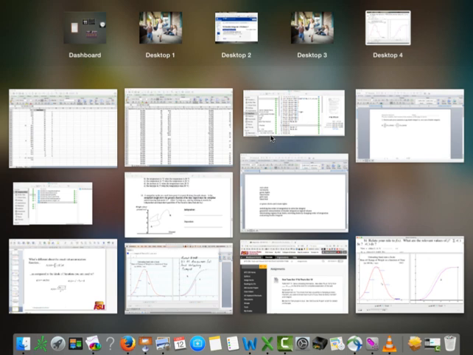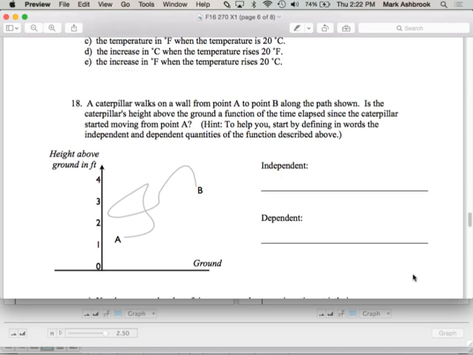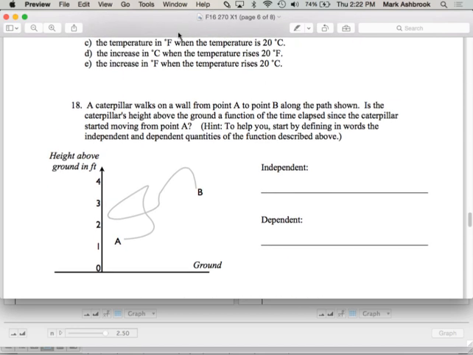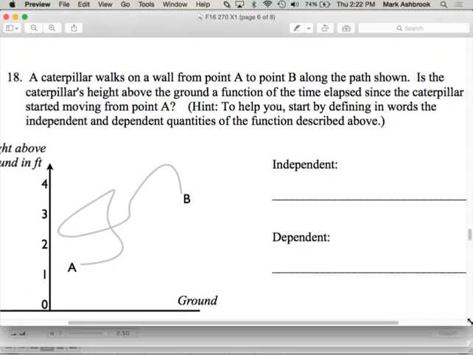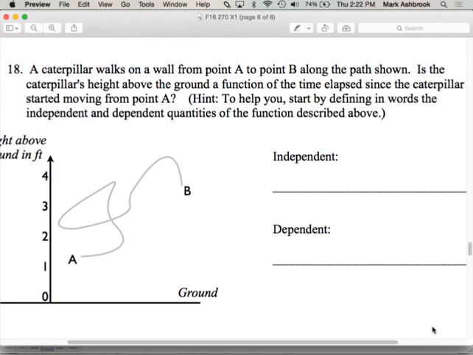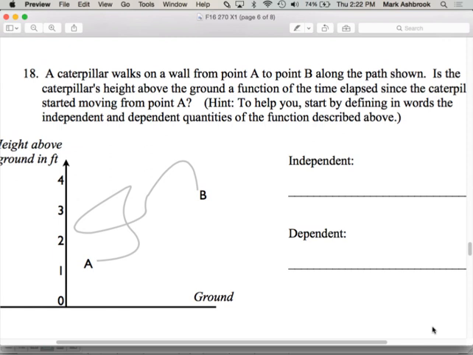To introduce that, I want to show you this question here. So we're going to take a slight break from the calculus stuff and talk about something new. A caterpillar walks on a wall from point A to point B along the path shown. Is the caterpillar's height above the ground a function of time elapsed since the caterpillar started moving from point A?